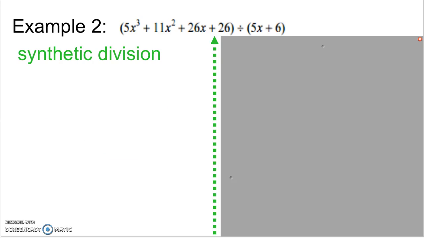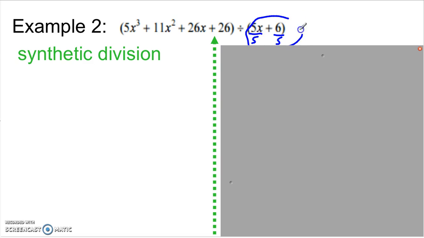The next example that we're going to do is an example of what happens when we don't have a leading coefficient of 1 in our divisor. To take care of this, we're going to need to force it to be a 1. To do so, we'll have to divide by 5. And we have to do it in both places. That'll force this to be a 1, and this expression turns into x plus 6/5. It sounds complicated, but it's actually going to work out quite nicely in the end.